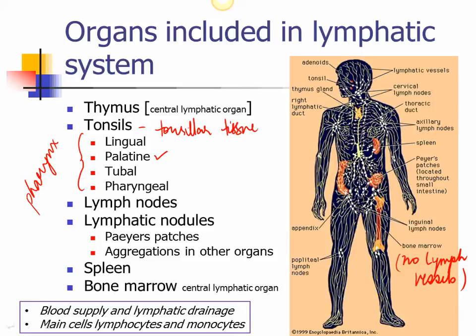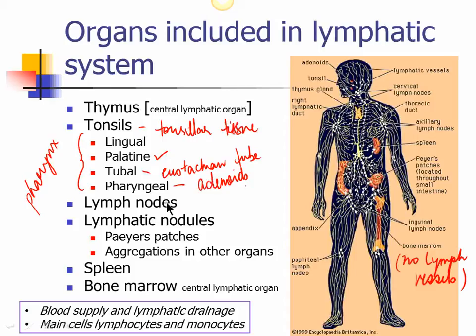The 4 named ones are lingual, which means on the tongue. Palatine, which is the most common one, which when it gets really big you find it difficult to swallow. There's one called the tubal tonsil, which is in relation to the eustachian tube, also known as the auditory tube. And the pharyngeal tonsil, which is on the posterior pharyngeal wall. This is the one which, when swollen, we call adenoids.